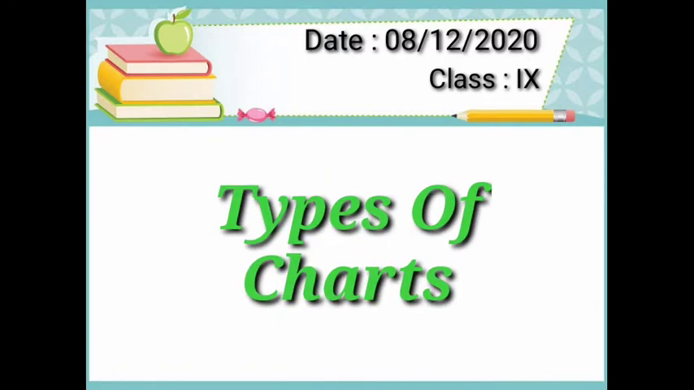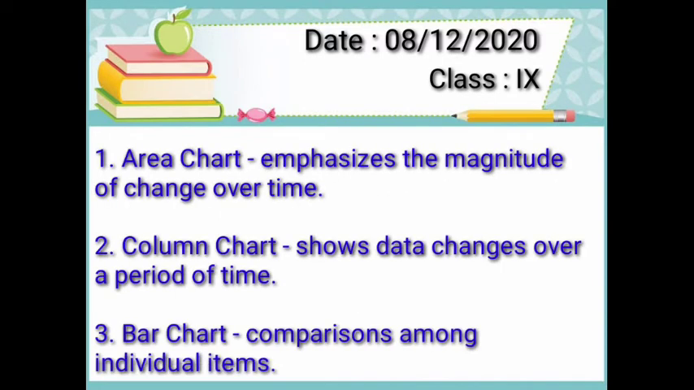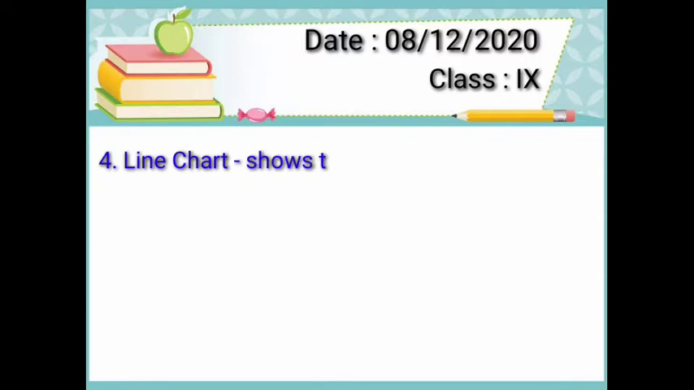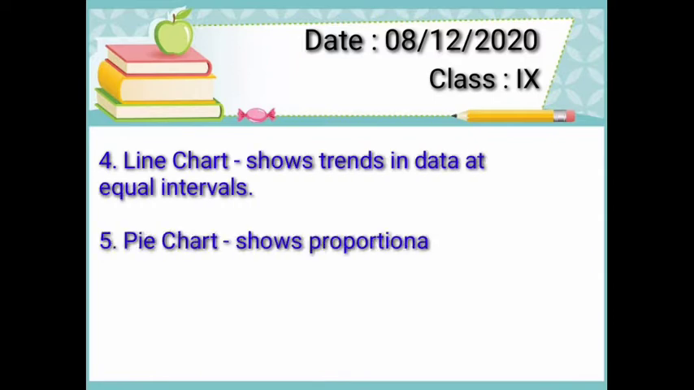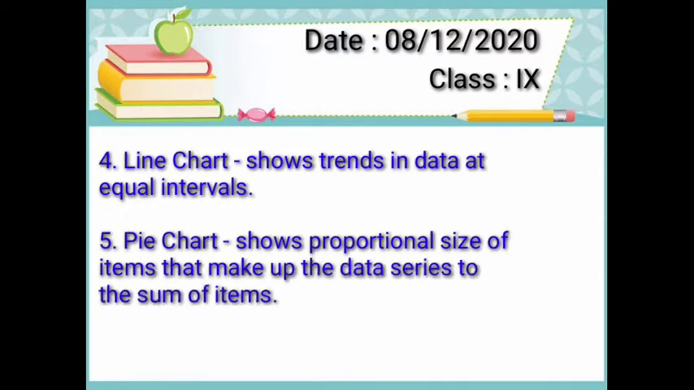There are different types of chart available in OpenOffice Calc. The first chart is the area chart, which basically emphasizes the magnitude of changes over a time. And the second is the column chart, which shows the data changes over a period of time. Next is the bar chart, which shows the comparison of individual items. The fourth one is the line chart, which shows the trends in data at equal intervals.